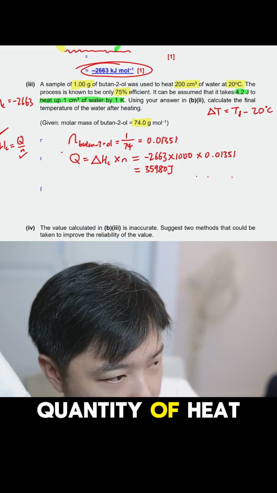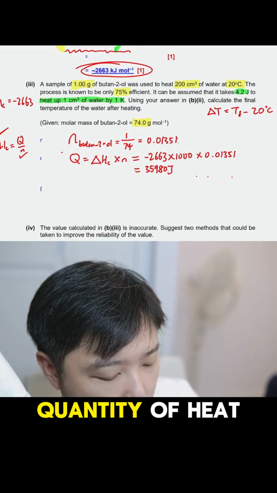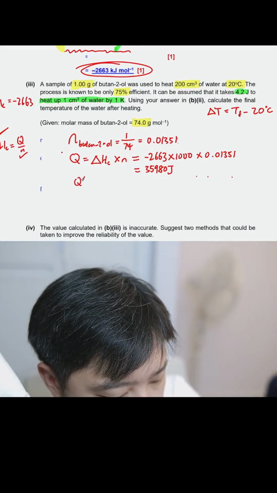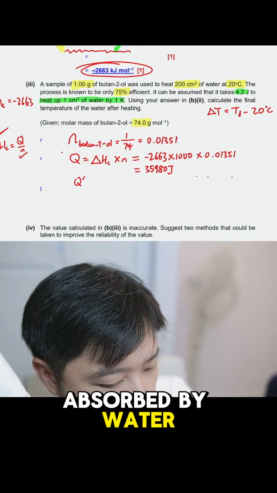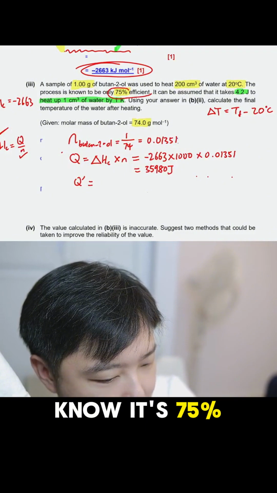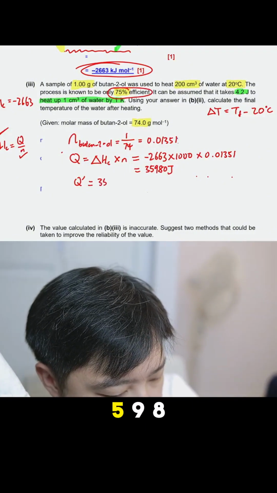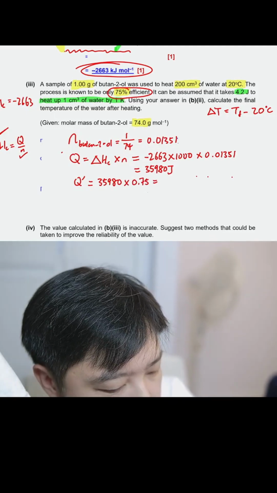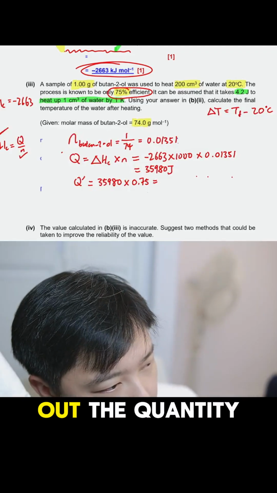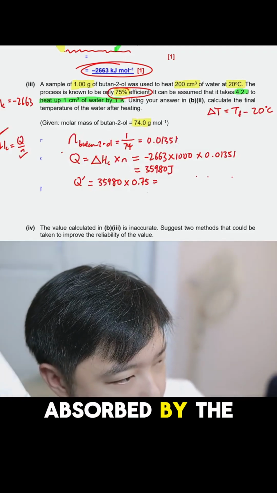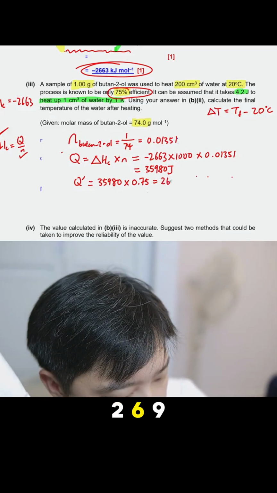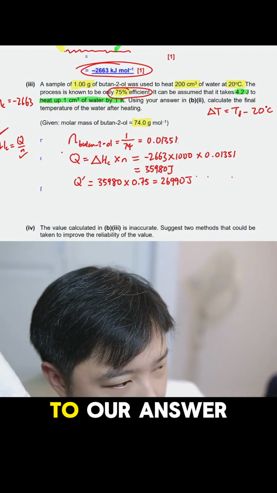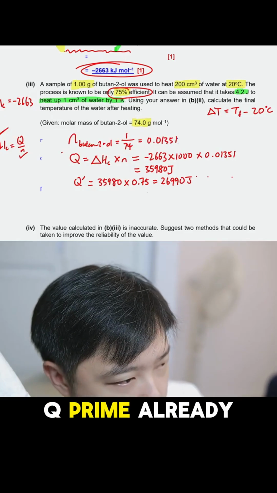Now you have the quantity of heat given out by combustion. Now we need to find the quantity of heat that is absorbed by water. Maybe you can call that Q prime. This is the amount of heat absorbed by water. Since we know it's 75% efficient, we'll take 35980 times 0.75. Just work out the quantity of heat that's absorbed by the water. This will be 26990 joules. Now we're getting very close to our answer already. We have the Q prime already.